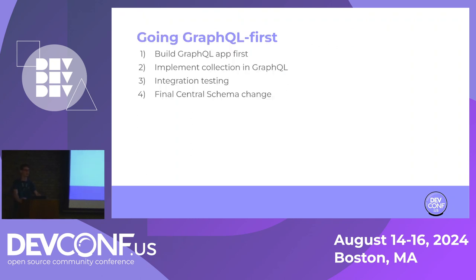I also want to mention how we migrated to this approach, because I think it's worth mentioning. We first built the base GraphQL app, which is, as Erik presented, just a bunch of GraphQL directives that, when connected together, make up a GraphQL API that can actually do stuff. Then for a given database collection, we implemented in the central schema queries and mutations that corresponded to the REST endpoints that we already had as definitions in the central schema. So we had to extend those.